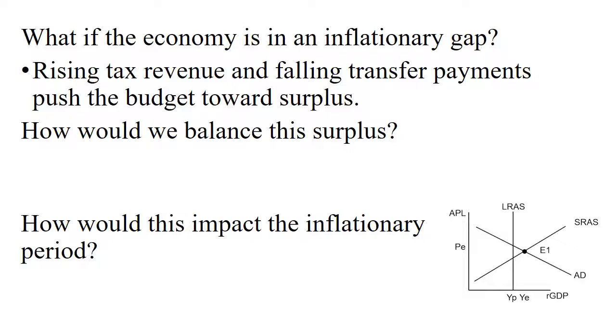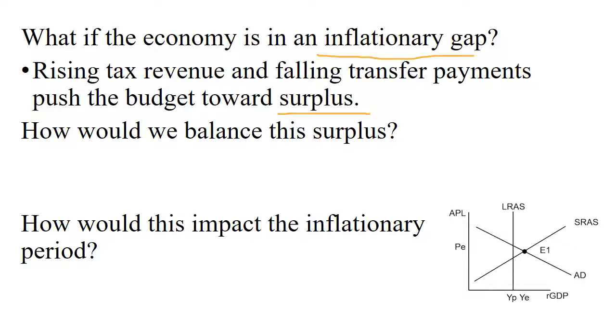Now, what if we're in an inflationary gap? So we can see our diagram is showing an inflationary gap. This can be created through automatic stabilizers because tax revenue tends to increase because income tax is higher, sales tax is higher, and then transfer payments go down because more people are working, they are doing better financially, they're not going to qualify for as many government services. So we have an inflationary gap and a surplus.